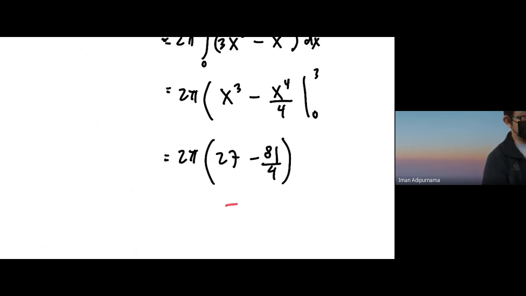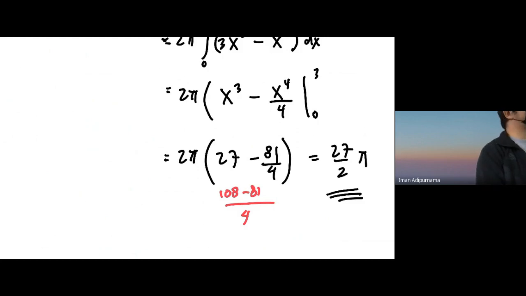But if you want to calculate, I think you can make it under 4, and this will be 108, and you will get 27. So it will be 27 over 2 pi.